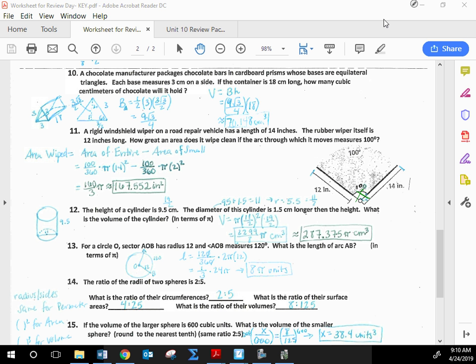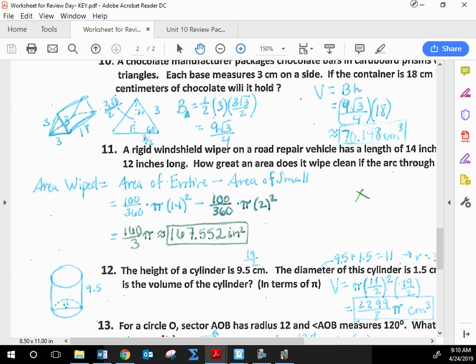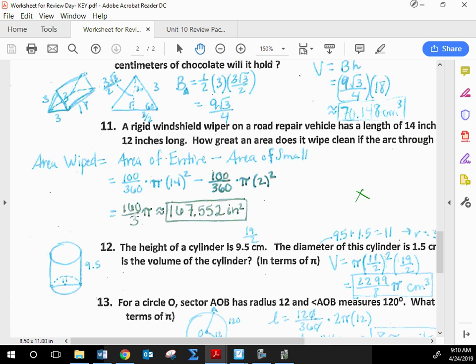The entire big sector has a radius of 14, but the part that doesn't get wiped has a radius of 2, since 12 inches does do the wiping. So you just had to do area of big minus area of small. You should have gotten 160/3 pi, which works out as 167.552 inches squared. You left it in terms of pi but did a decimal there. 53 1/3 pi. But I would just leave it like this.